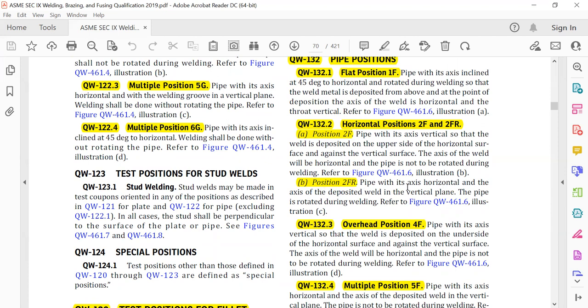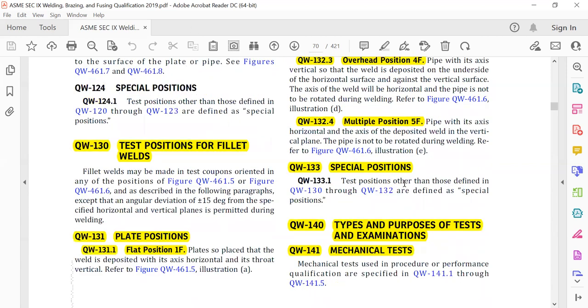There is restriction, that's all. Horizontal and axis of deposited weld in the vertical plane. You can see the pictures on the back side. Overhead position 4F, multiple position 5F.